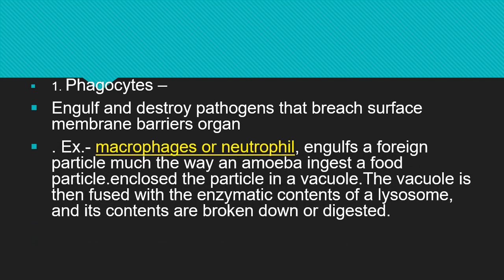So the phagocytes engulf and destroy pathogens that breach surface membrane barriers. Examples are the macrophages or neutrophils. A phagocyte engulfs a foreign particle much the way an amoeba ingests a food particle, and includes the particle in a vacuole. The vacuole is then fused with the enzymatic contents of a lysosome, and its contents are broken down or digested.